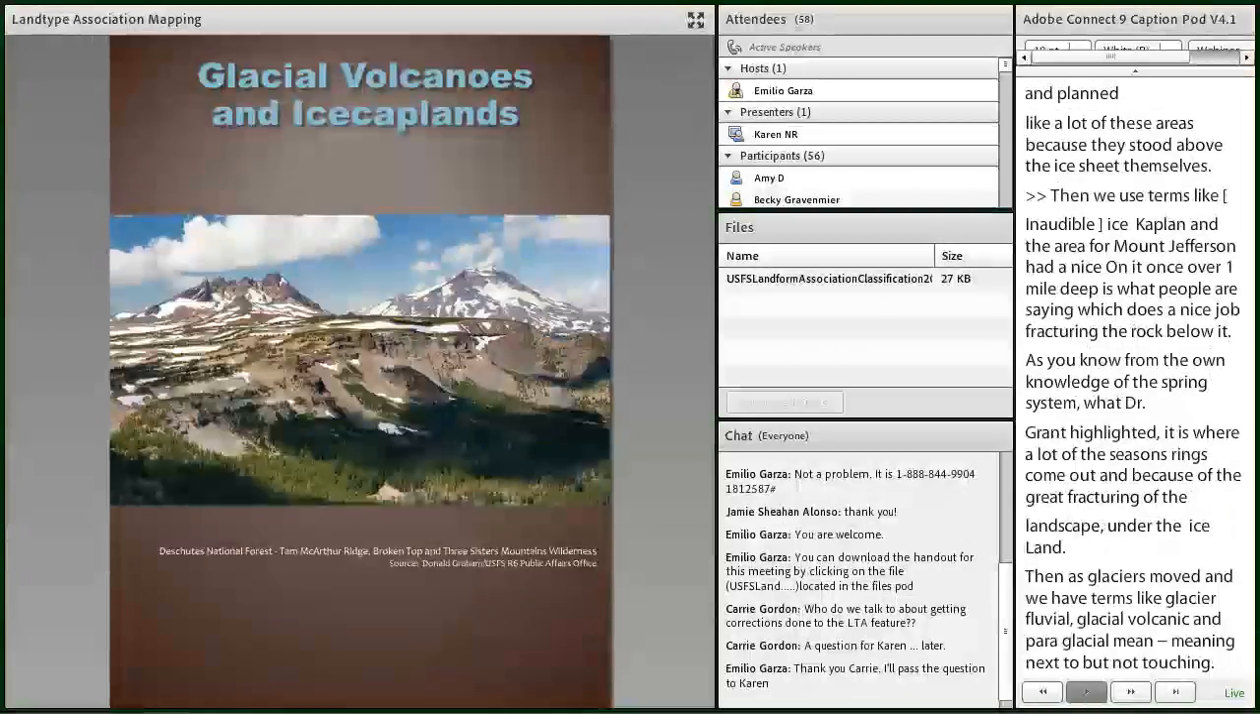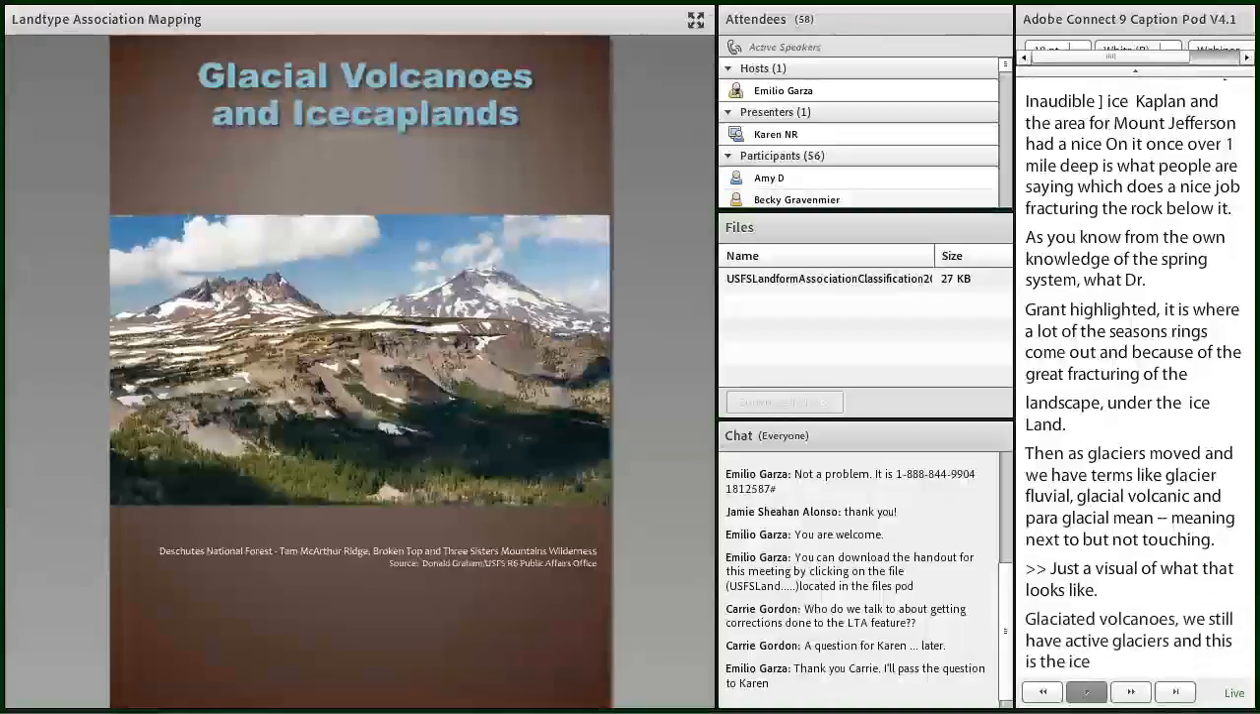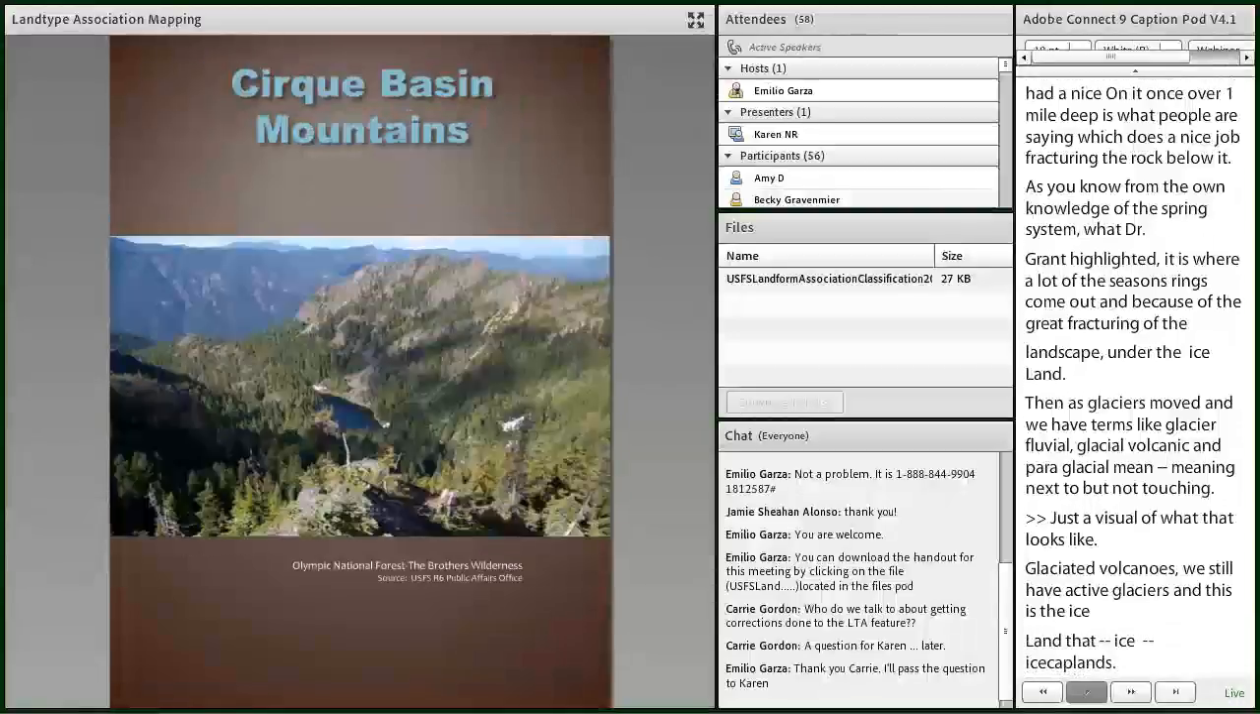Glaciated volcanoes, we still have active glaciers up here. And then this is the ice cap land that's really flattened and scoured. And that ice cap moves back and forth any which way. And then you have cirques kind of calving off of this Tim McArthur Rim here. Also cirque basins in some of the high mountains where you had an alpine glacier scouring out, leaving a morainal feature and a lake behind it.